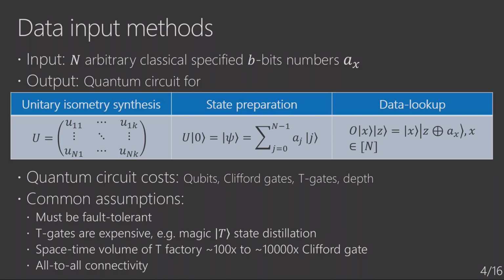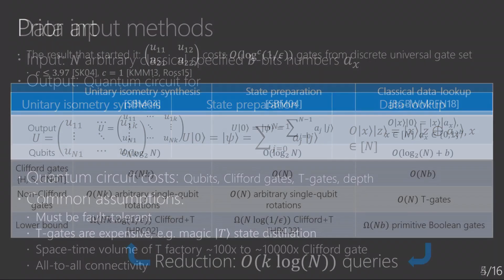In various schemes of magic state distillation to make T gates, they have a space-time volume that I'm told is between 100 times to, say, 10,000 times that of each Clifford gate. This depends very sensitively on your encoding scheme and your error rates. And also, we make a pretty big assumption here, which is that you have all-to-all connectivity at the logical level.